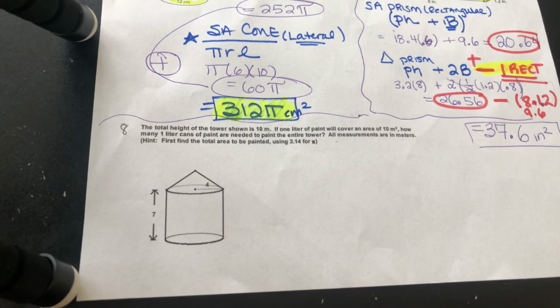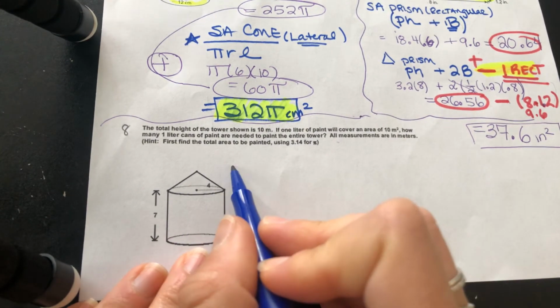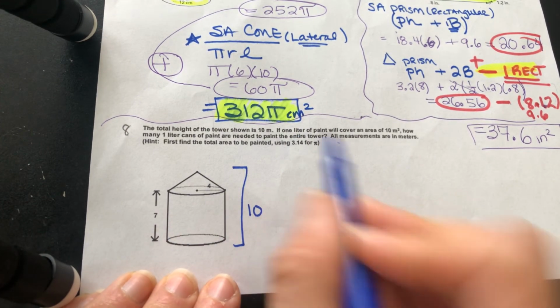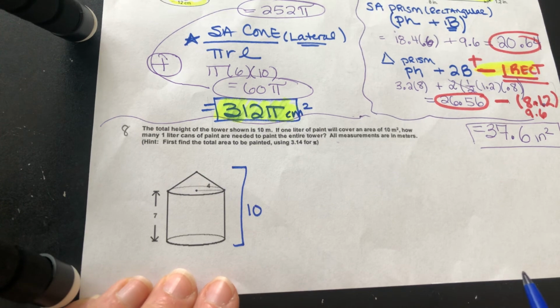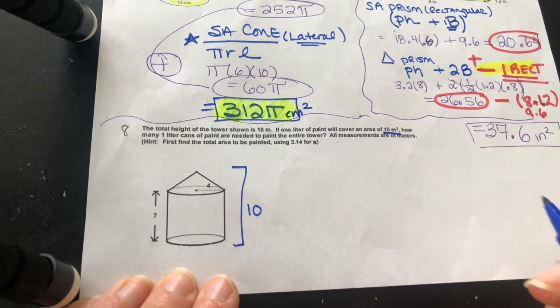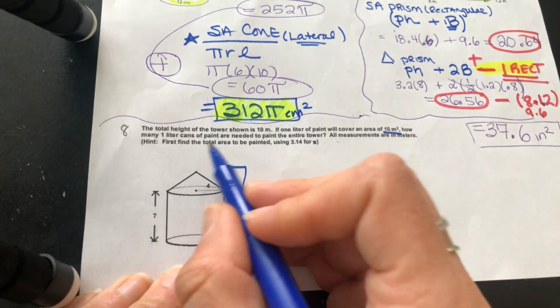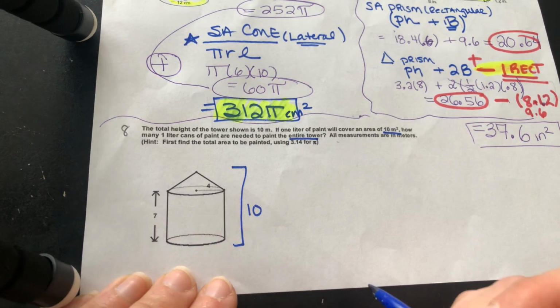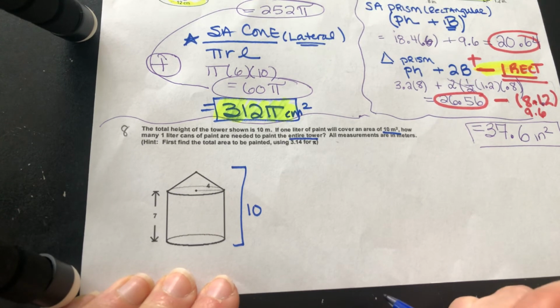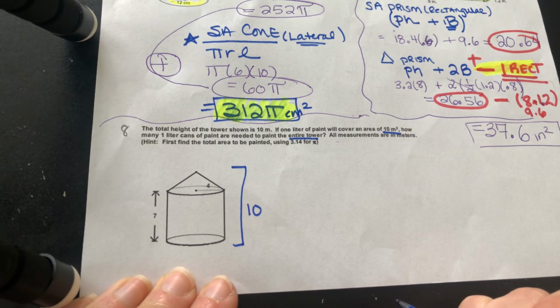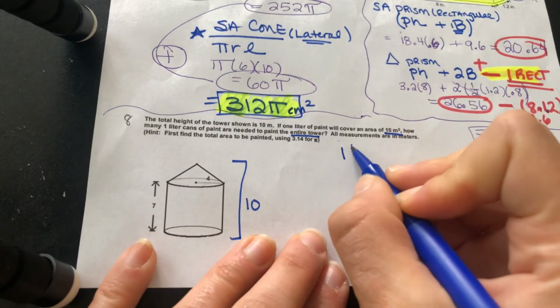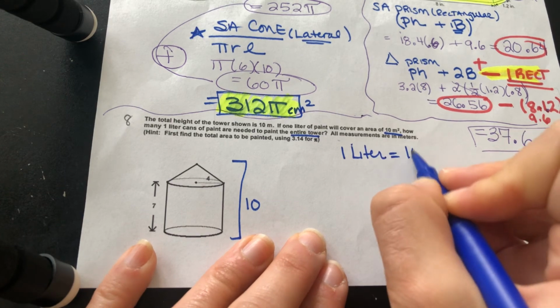Okay, so it says the total height of the tower is 10. All right, so we have 10. If 1 liter of paint will cover an area of 10 meters squared, how many 1 liter cans of paint are needed to paint the entire tower? All measurements are in meters. Find the total number. Okay, so we know that 1 liter covers 10 meters squared.